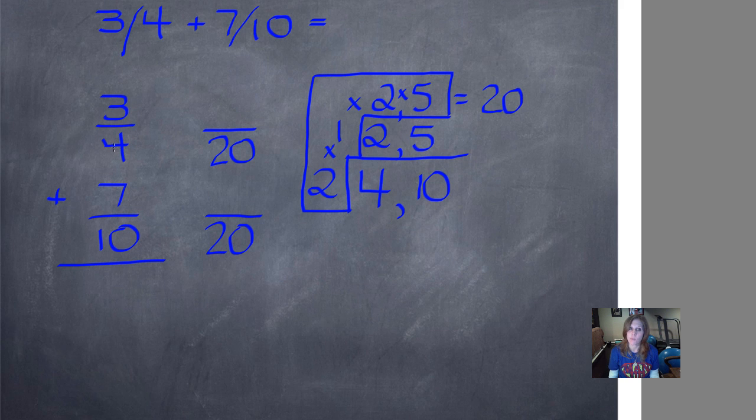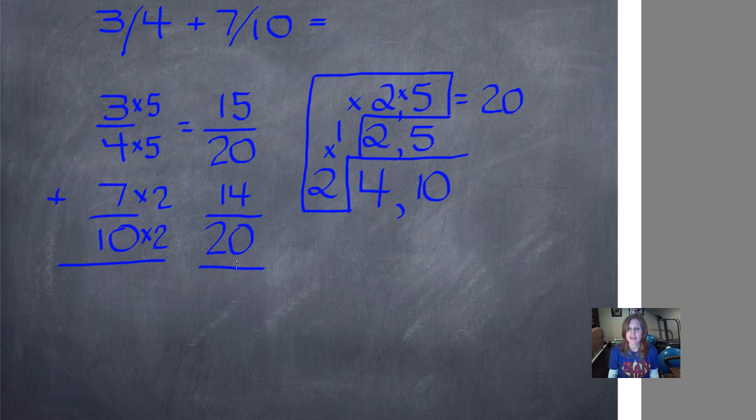So I ask myself, what do I do to this 4 to get to 20, multiplying or dividing? And I know I'm multiplying because 20 is greater than 4. And 4 times what is 20? That's right, 4 times 5 is 20. So whatever I do to my denominator, I have to do to my numerator. 3 times 5 is 15. These are equivalent fractions, but they will have the same denominator. So what do I do to 10 to get 20? I'm going to multiply because 20 is greater. And 10 times 2 is 20. So 7 times 2 is 14.